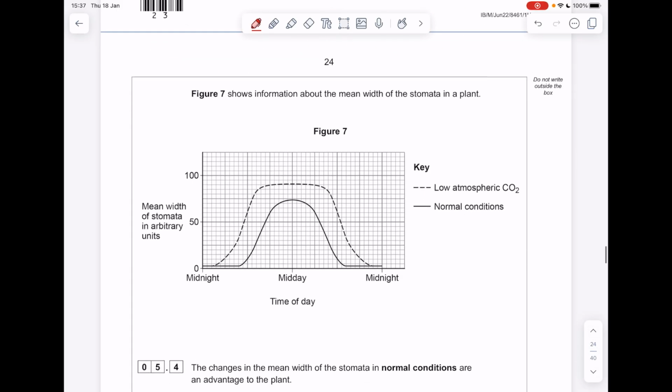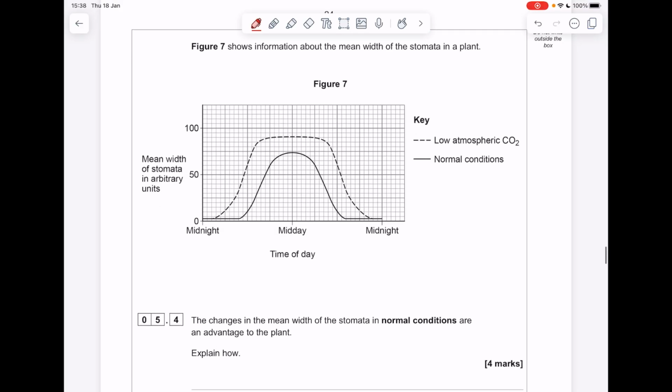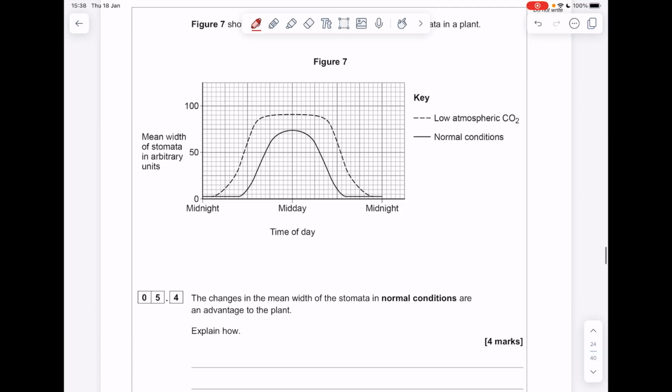Figure 7 shows information about the mean width of the stomata in a plant. The changes in the mean width of the stomata in normal conditions are an advantage to the plant. Explain how. So let's have a look. At midday, we can see that we have a nice peak there with the mean width of the stomata. So at midday, they're going to be letting in lots of CO2, which is needed for photosynthesis.